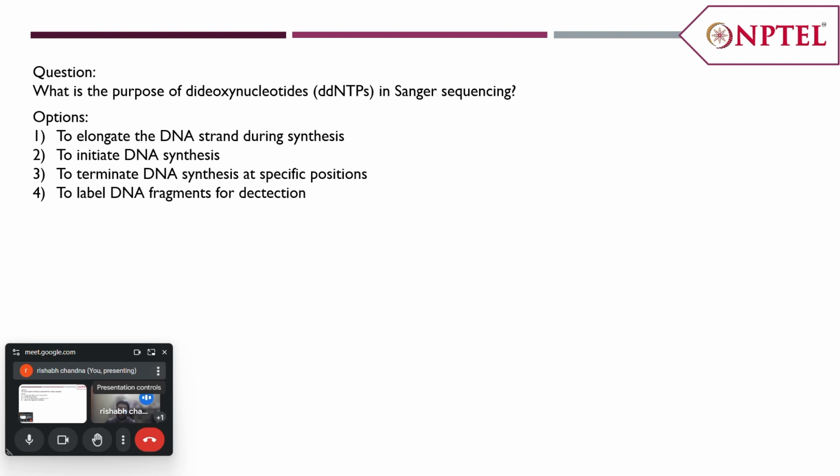We'll start with the DNA sequencing. What is the purpose of dideoxynucleotides in Sanger sequencing? The options are to elongate the DNA strand during synthesis, to initiate DNA synthesis, to terminate DNA synthesis at specific positions, or to label the DNA fragments for detection. What can be the correct answer?